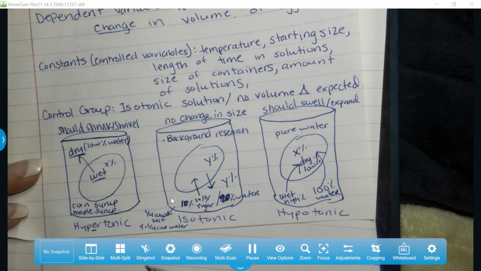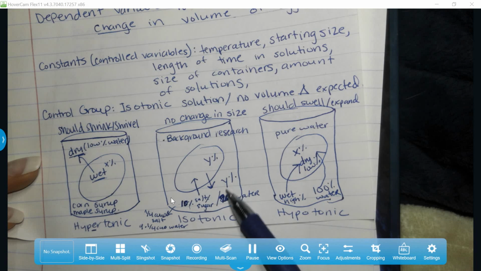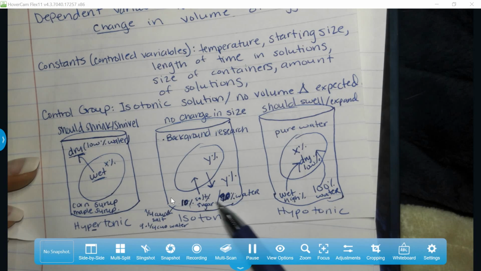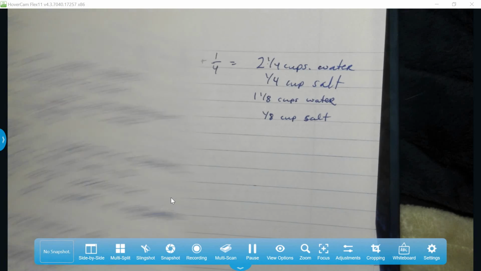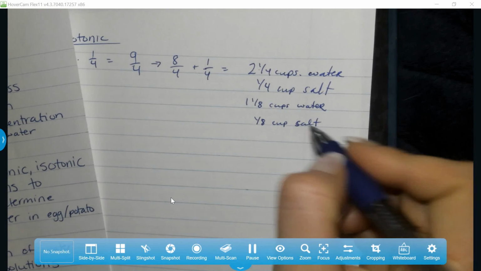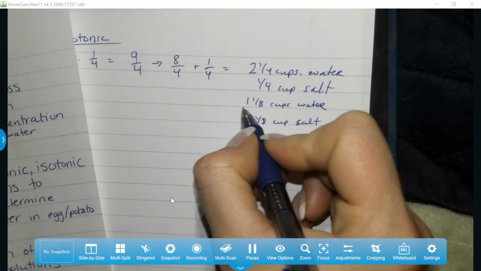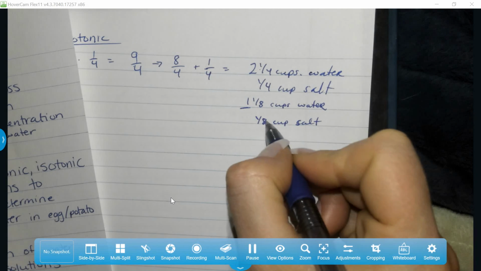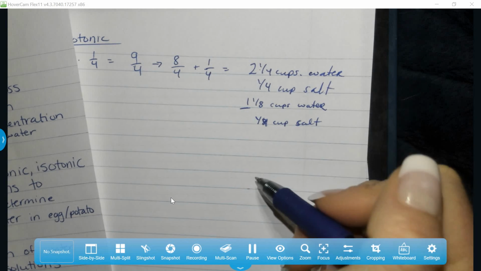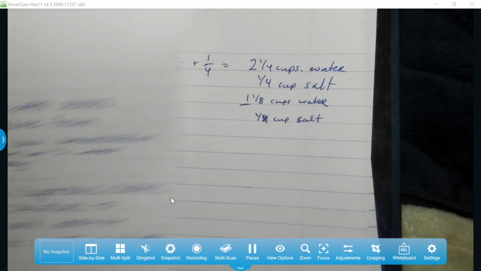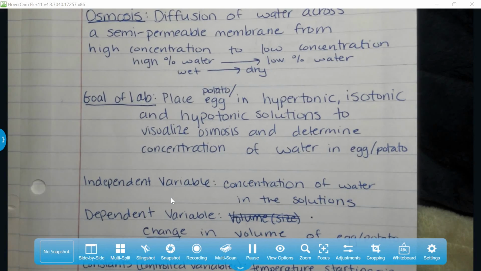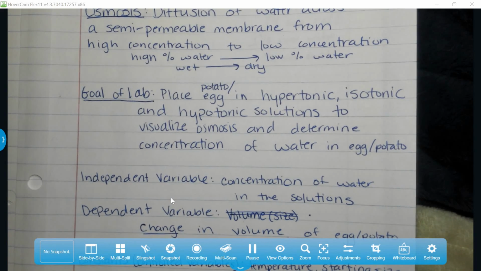And then isotonic, we're going to do around 10% salt or sugar to 90% water. You can change that to 20/80 if you want. 20/80, I believe, would be making it 1 cup water and a quarter cup salt. So that's another option for you. Okay, that's our background. Let's go get set up for getting our lab started.